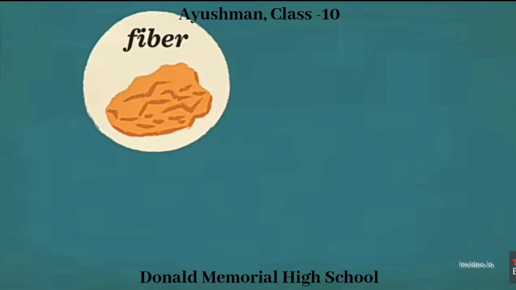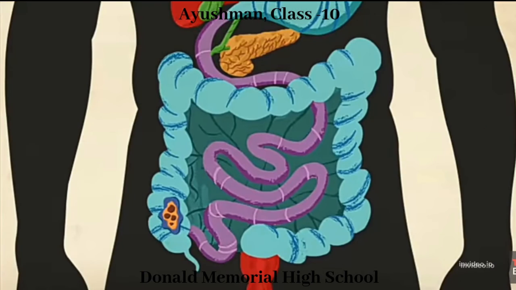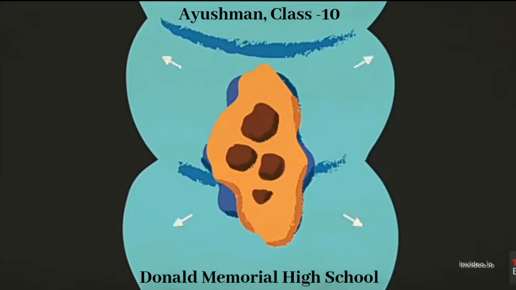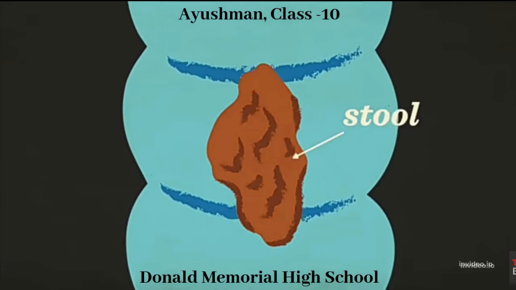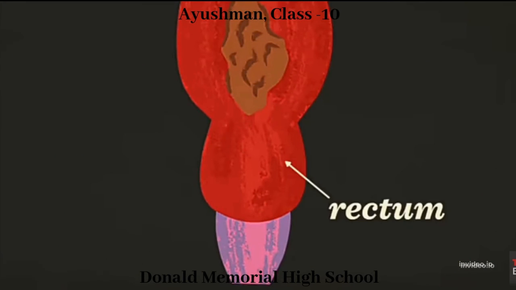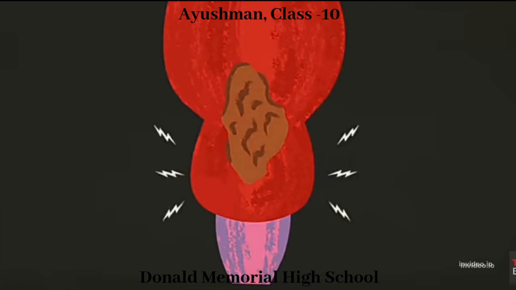After this, the food goes into the large intestine, where the leftover water and fiber is completely absorbed. After this process, the food becomes completely useless, which is called the stool, and then it goes into the rectum. Then all this comes out of our body through the process of excretion from the anus.